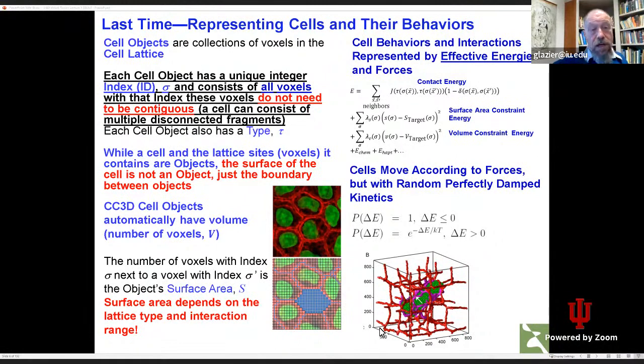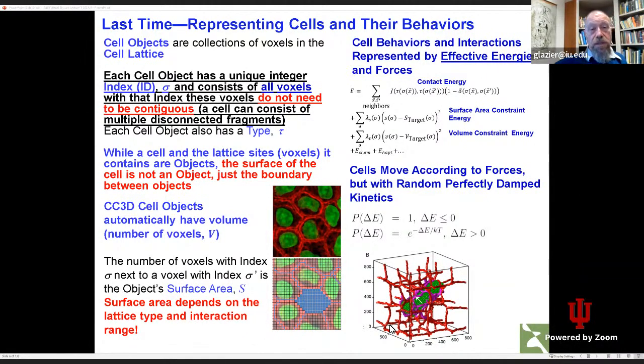Because we have voxels on a lattice, cells automatically have a volume, the number of lattice sites that are occupied. Surface is a little bit more problematic on a lattice, and we're going to find that the surface area of a cell depends on the lattice type, whether it's square or hexagonal, and on the interaction range. So when we specify surface area, we'll have to specify a range parameter, which might not be an obvious thing to do. In reality, we don't usually include range when we specify surface area.